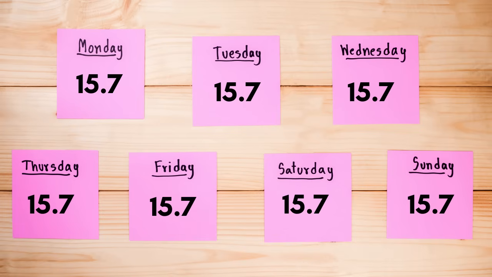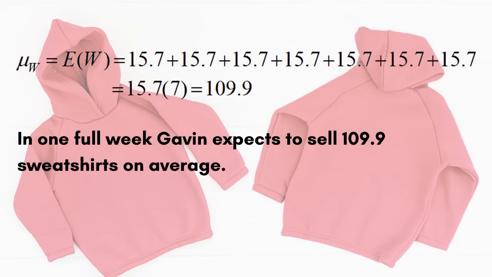So we could add 15.7 7 times, or we could do what's very logical. We could use multiplication, because remember, multiplication is repeated addition. So 15.7 sweatshirts for 7 days, 15.7 times 7 is 109.9 as the expected or the mean value for W, how many sweatshirts he sells in a week. All right, what about the standard deviation?